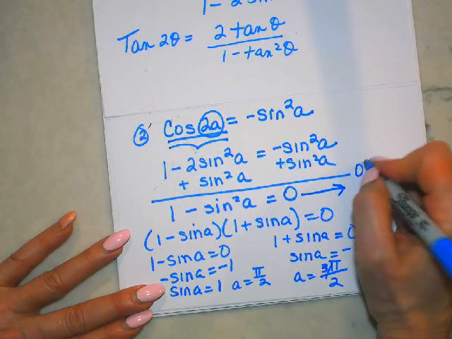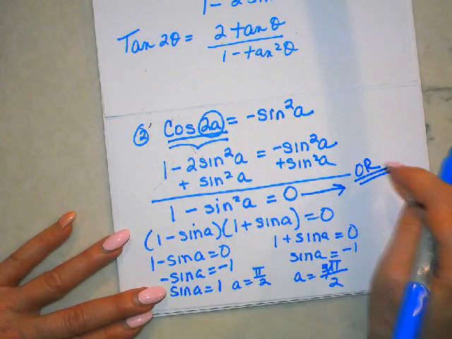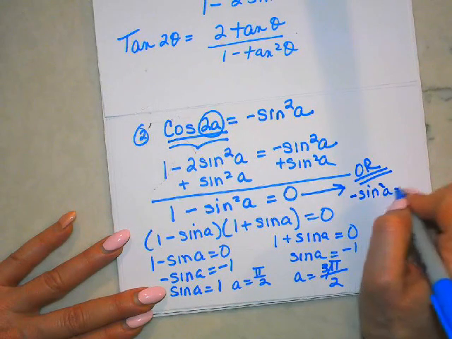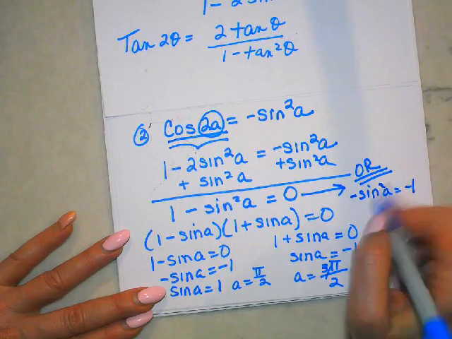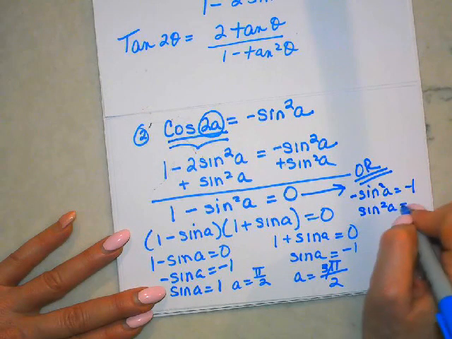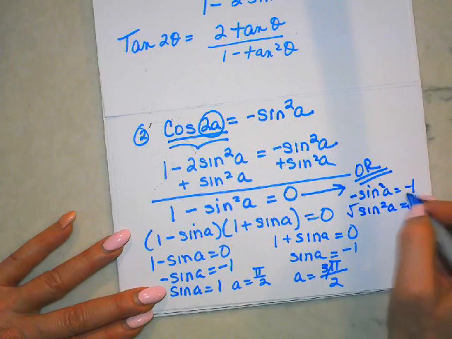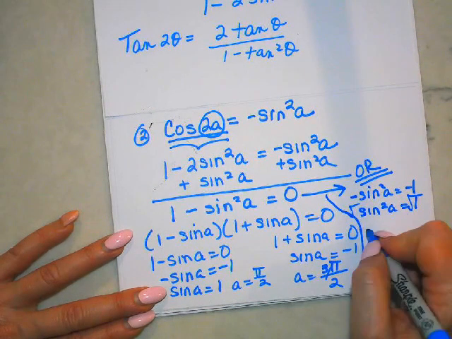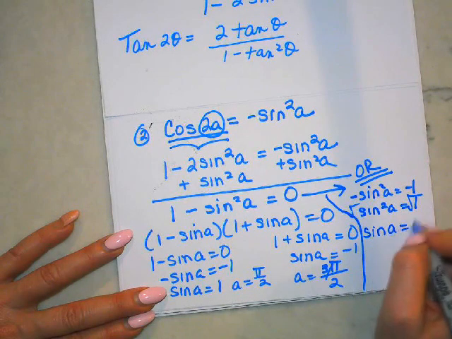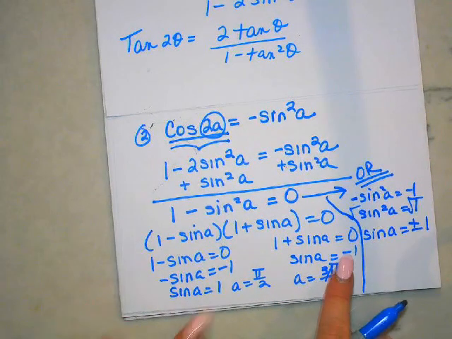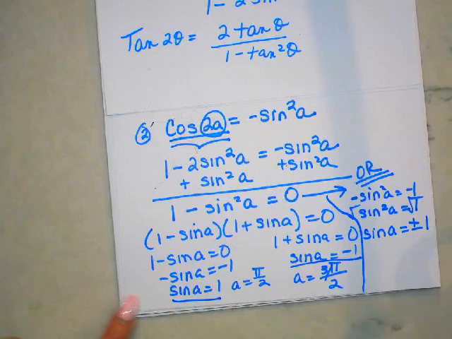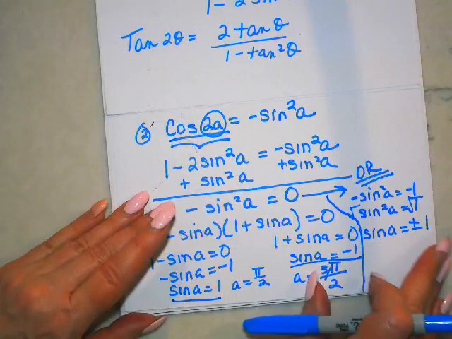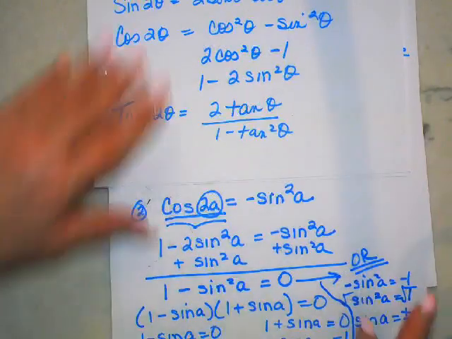You could do it that way, or you could just bring the 1 to the other side and be left with negative sine squared a equals negative 1. Divide both sides by negative 1, and then square root. And just remember, when you square root at this point, you should know that it's going to be positive or negative 1, which is the same answers I got here and here. So you could have done it both ways. You could have factored this out as a difference of squares, or you can have solved it this way.